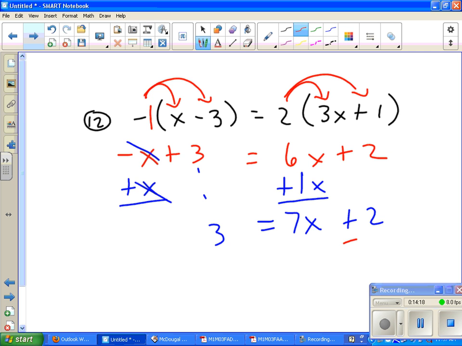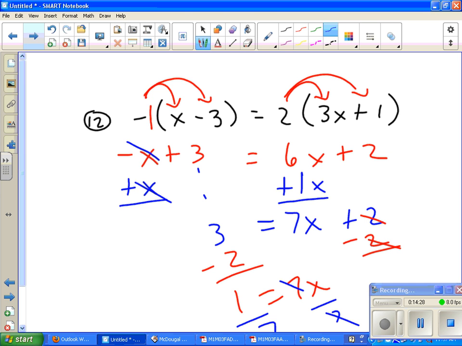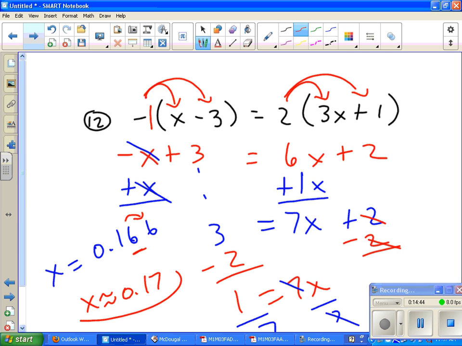Undo plus 2 by subtracting 2. Cancel them out. Subtract 2 on the left gives you 1 equals 7x. 7 times x, divide by 7. They'll cancel out. Divide the left side by 7. And x's value is going to equal 0.166. It repeats itself. The second number, you want to look to the right of the second number. It's greater than 5. So x is approximately 0.17 to the nearest hundredth.